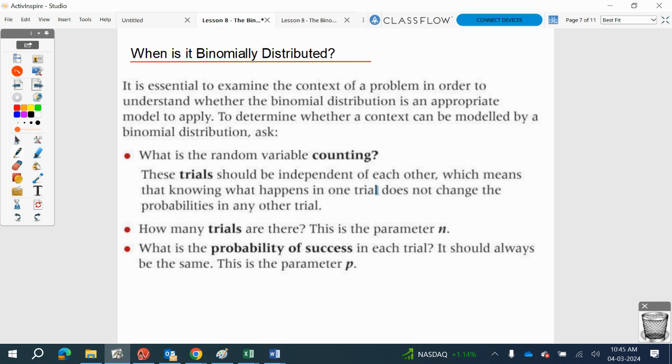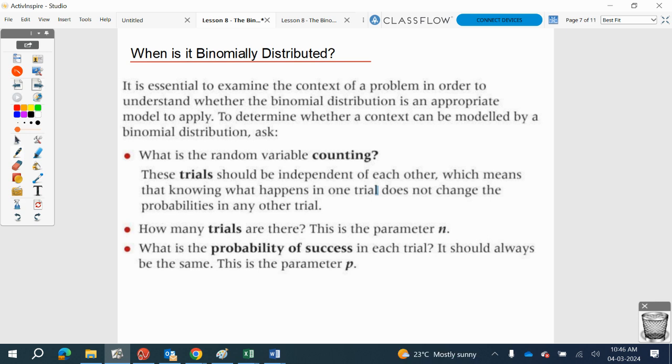So it's essential for you to be able to understand the context where a problem is going to be binomially distributed. To determine this, ask yourself a couple of questions. What is the random variable counting? Are we counting something? Is it the number? Are we counting how many times something happens? So if x is the number of, and you're counting it, a good chance it's binomially distributed. The trials need to be independent of each other, which means you have a constant probability of success. So let's say for instance, you're taking marbles out of a bag.